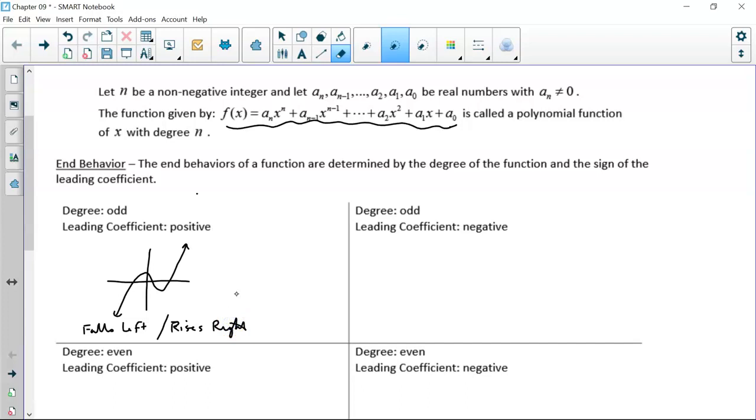What I like to do is think about it as a line with a positive slope. All we care about is what's happening on the left and what's happening on the right. When the degree is odd and the leading coefficient is negative, it's going to go like this. It's going to be kind of flipped. It's going to now rise to the right, and it's going to fall to the left. Think about a line with a negative slope.